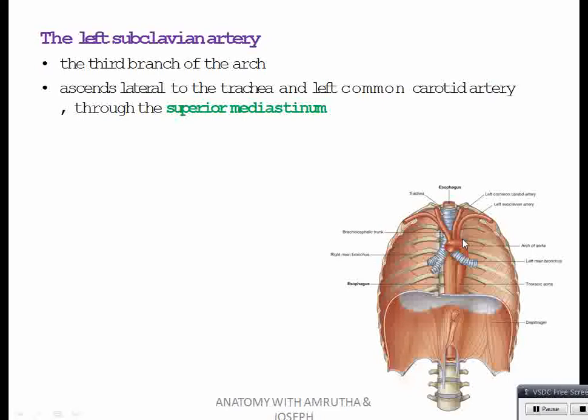The last branch here is left subclavian artery. It is the third branch, ascends lateral to the trachea. So it is lying laterally on the left side of the trachea and the left common carotid artery. It is also related to the left side of left common carotid artery through the superior mediastinum. Now it is a part of superior mediastinum, because arch of aorta is also a part of the superior mediastinum. So all these branches are a part of superior mediastinum, but immediately it leaves the thorax.